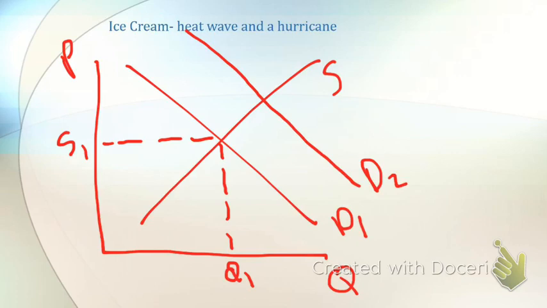Right. What about the hurricane? How's that going to affect ice cream? Decrease. This is in Indiana, so the hurricane doesn't take place in Indiana, but there is a hurricane. Decrease supply. Okay, why? Because.